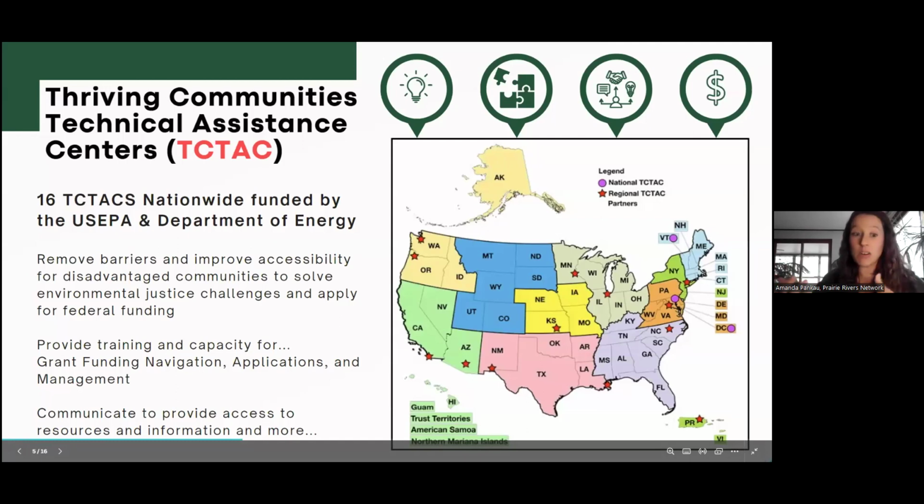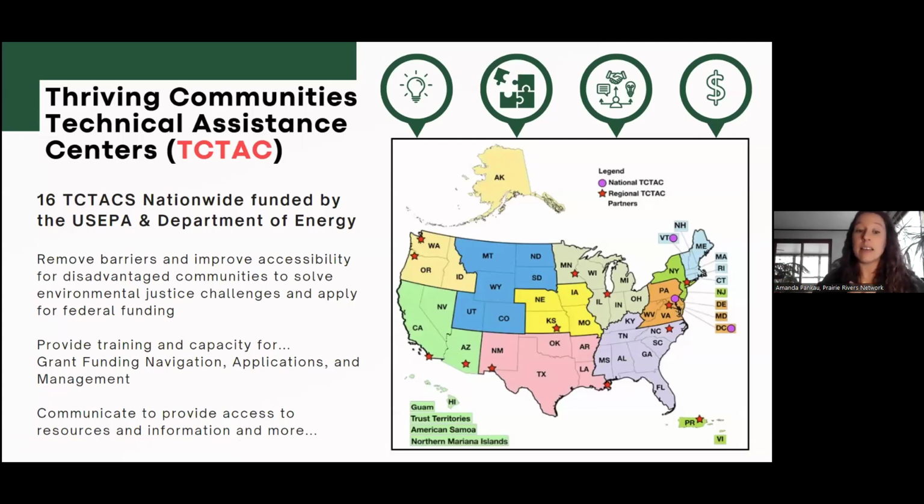So with all this federal funding available, it's likely that some of our biggest and most well-resourced communities and organizations will have the staff and capacity to apply and get funding. The administration and federal agencies have therefore made goals and established programs to ensure that the funding and benefits are reaching rural, disadvantaged, and environmental justice communities. One of those initiatives, and what we're going to talk about today, is the Environmental Justice Thriving Communities Technical Assistance Centers. I've already introduced the acronym to you, TIC-TAC.